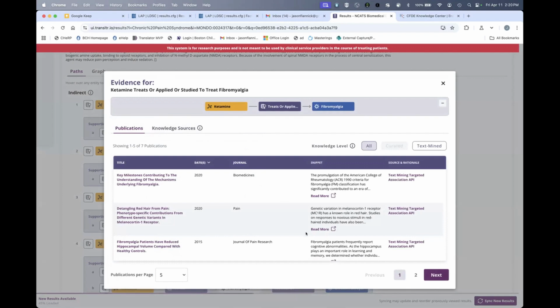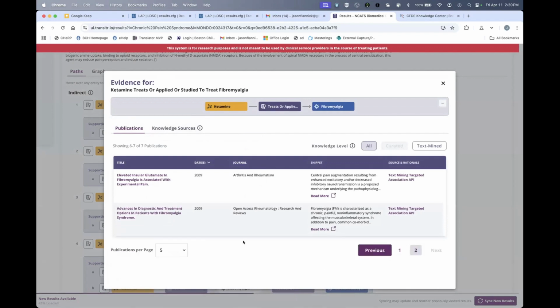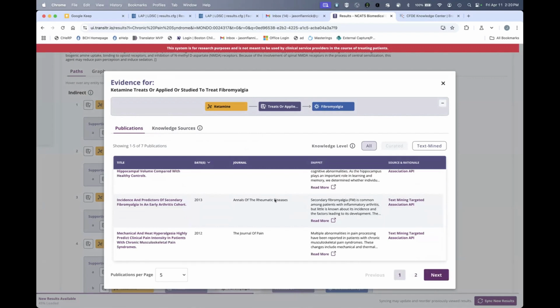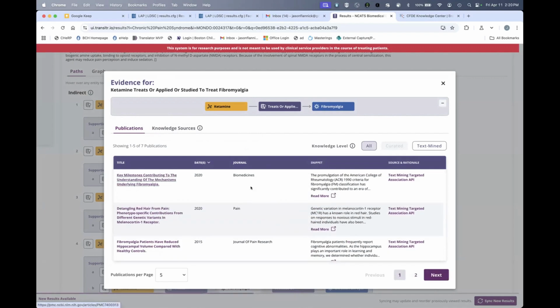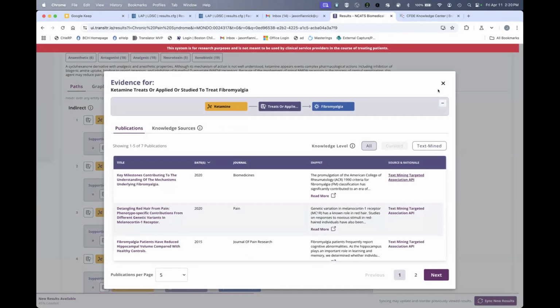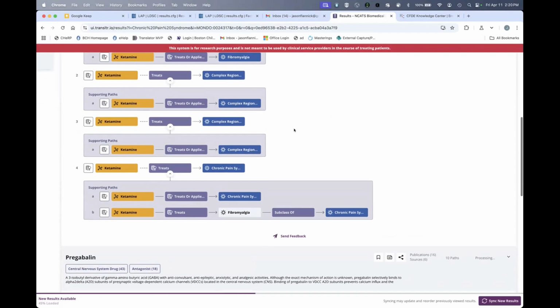So in this case, it was a lot of different text mining from PubMed, more publications, I don't know exactly how many, that are linking you to the specific assertion. And then this is telling you where that assertion came from. So text mining targeted association API is one of the knowledge providers. So this is basically an inference that's being made by one of the ARAs, unsecret agent, using information from the text mining knowledge provider. Okay, and you can see that there's other ones.